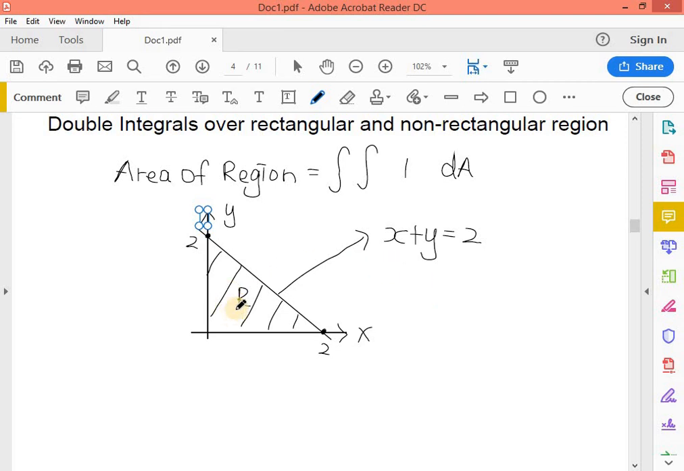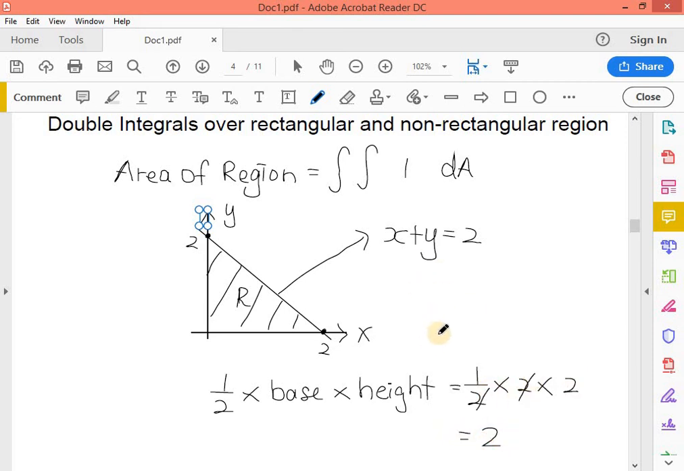So normally, if I ask you to find the area of this triangle, what will you do? Use the technique you learned in Form 5? What will you do to find the area of a triangle? 1/2, base, and also height. Am I right? So the answer for this case will be 1/2 multiplied by 2 and 2. Let's prove this answer by using the area of region formula.